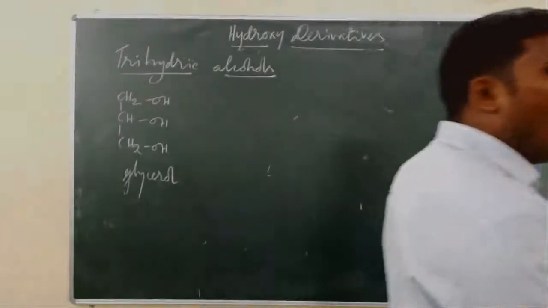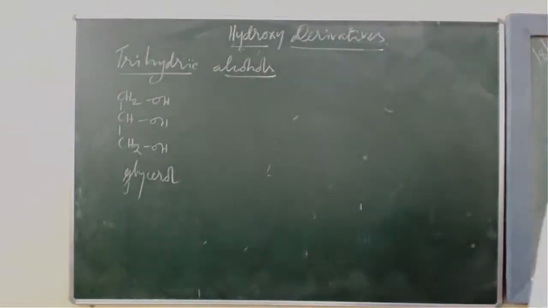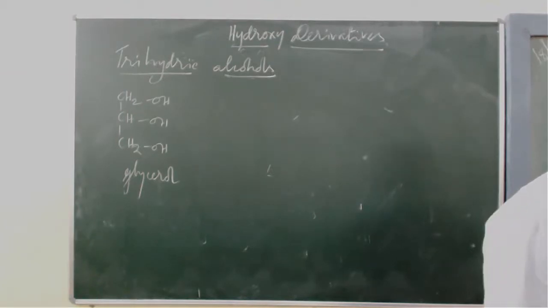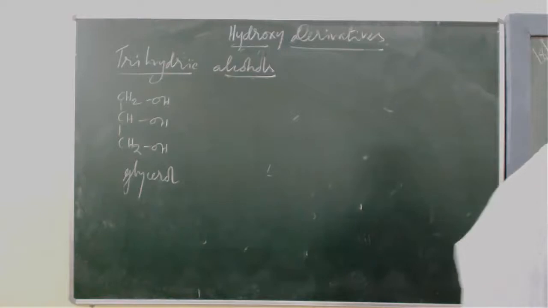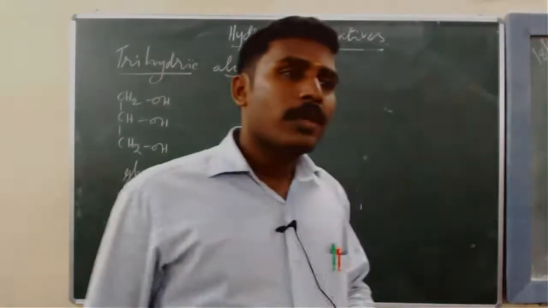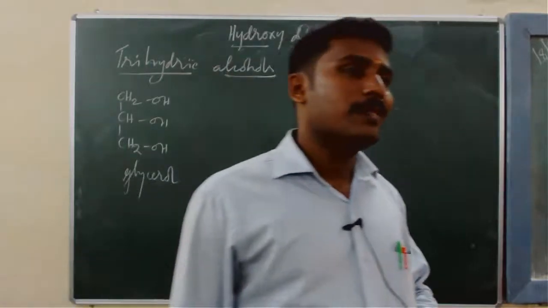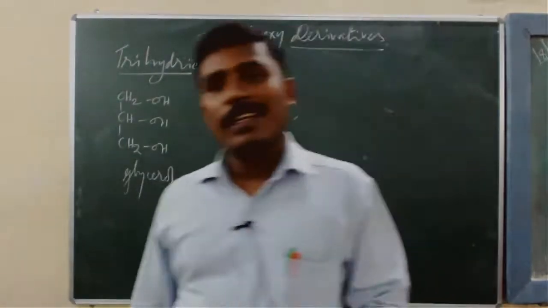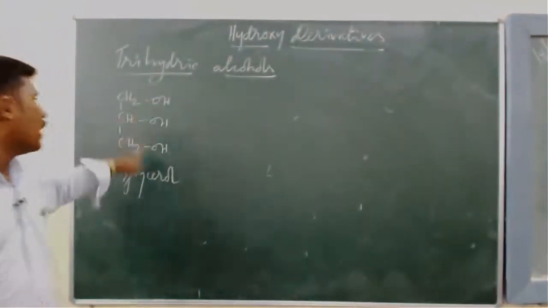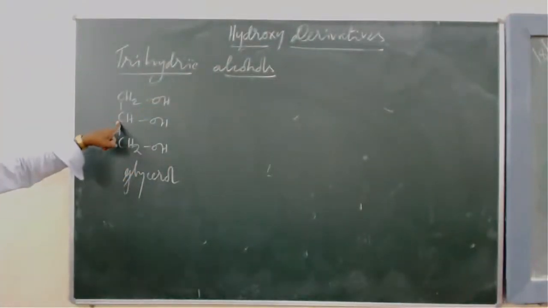Glycerol contains how many primary alcohols, how many secondary alcohols, how many tertiary alcohols? Glycerol contains 2 primary alcoholic groups, 1 secondary alcoholic group. How many tertiary alcohols? No tertiary. Okay. So glycerol contains 2 primary alcohols and 1 secondary alcohol. Clear? Okay. Now we will discuss some reactions.